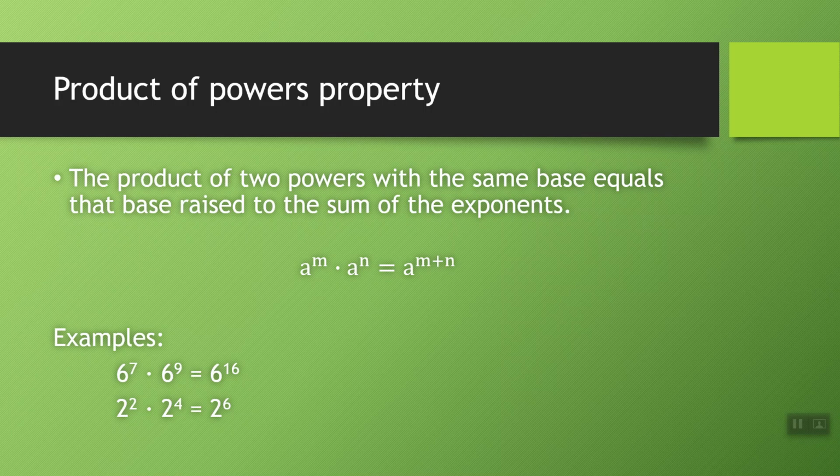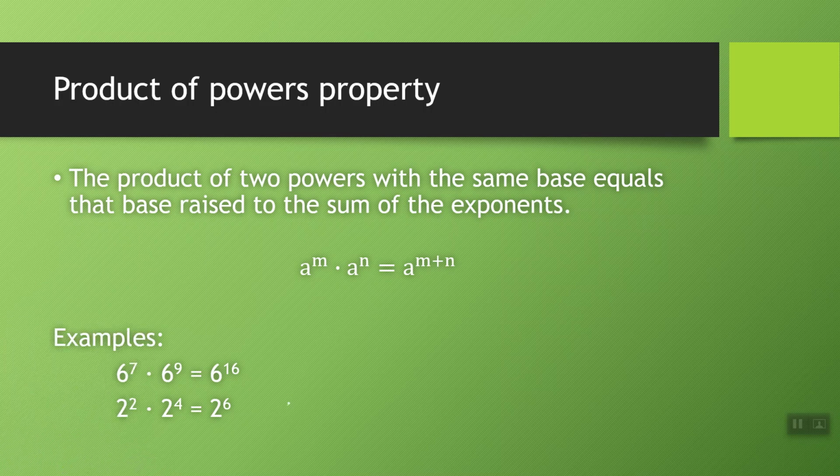In the examples, 6 to the 7th power times 6 to the 9th power, notice the bases are the same. That's 6 to the 16th power. 7 plus 9 is 16. 2 squared times 2 to the 4th would equal 2 to the 6th power. 2 plus 4 is 6. And I'll use that example to kind of break it down for you.